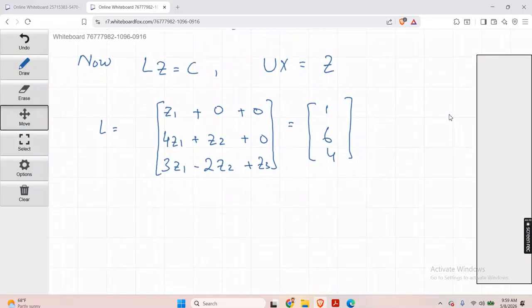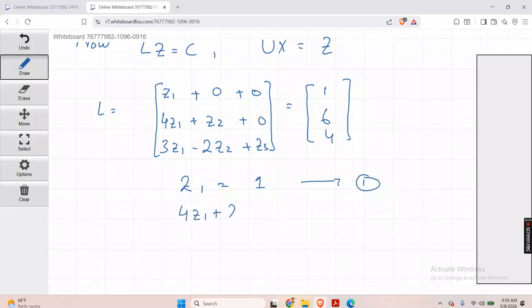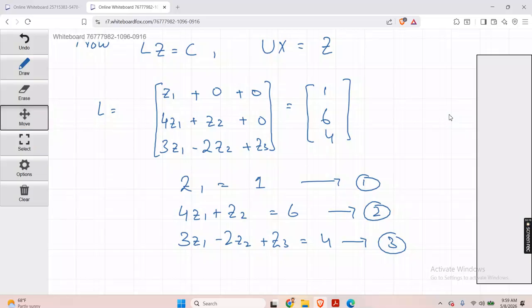Now we have to put them in equations. The same we did in Gauss elimination. Z1 is 1 here directly, so you can write Z1 is equal to 1 is equation 1. Then you have 4Z1 plus Z2 is equal to 6 is equation 2. We have 3Z1 minus 2Z2 plus Z3 is equal to 4 is equation 3.